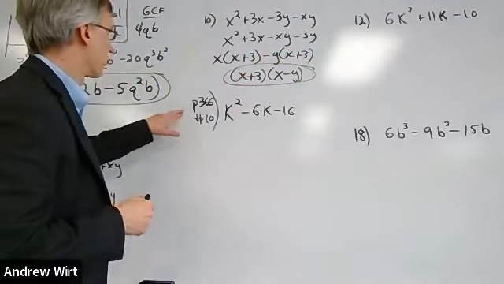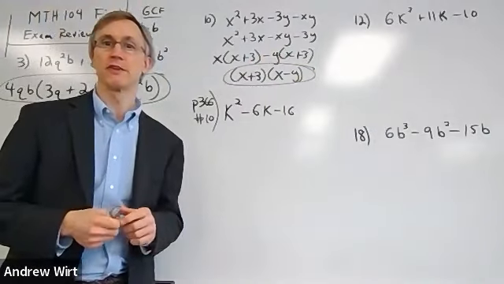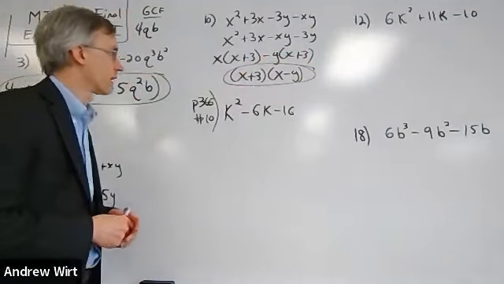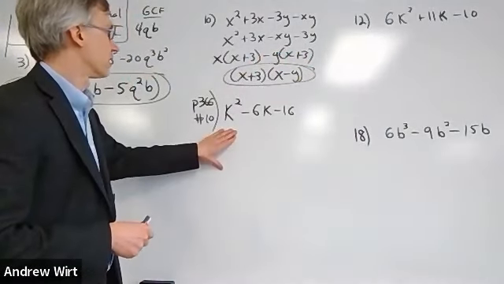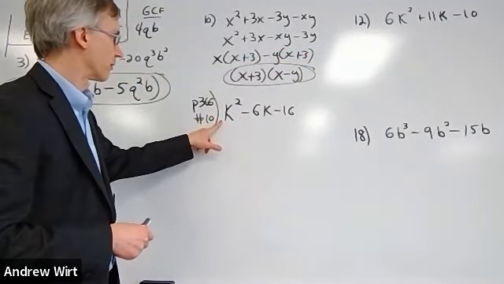Now this is actually from page 366. There's a whole bunch of factoring problems there in section 5.4, general factoring strategies. A lot of good practice problems there. So this is one of the more basic kinds. We got an a equals 1 trinomial.